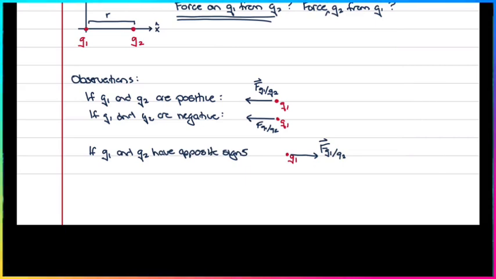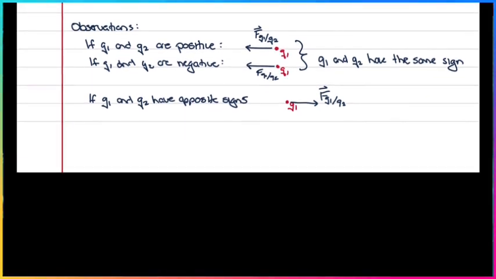So it seems in this case, some data I have is that when they have the same sign, whether it's positive or negative, I could lump these together and just say Q1 and Q2 have the same sign. They're both positive, they're both negative. The force points in one particular direction. When they have opposite signs, the vector should flip. So that's something that whatever we come up with should obey.